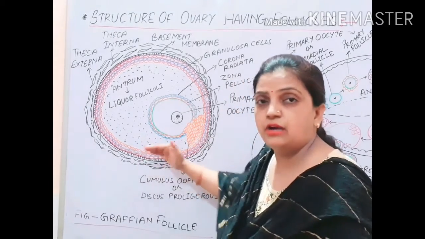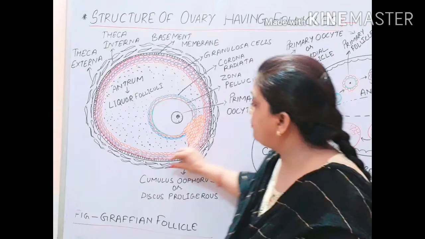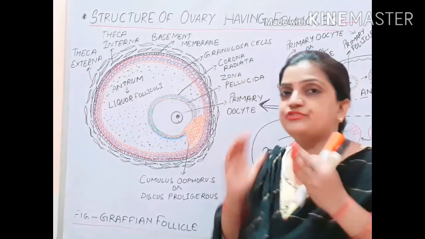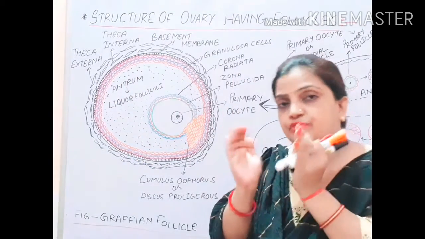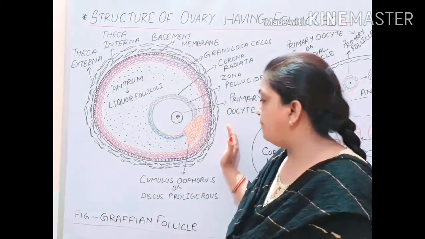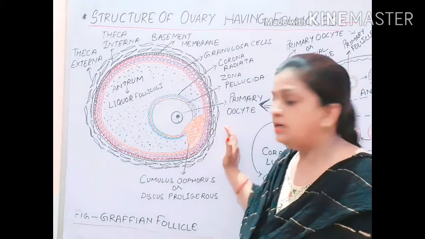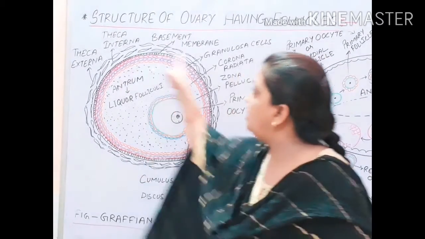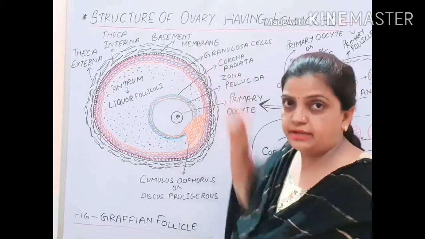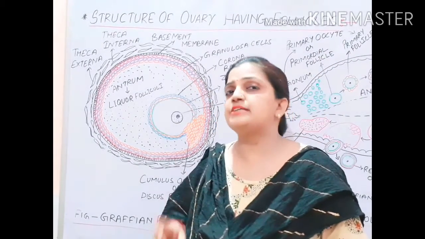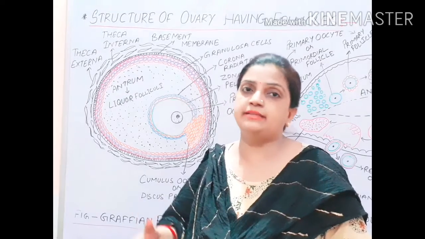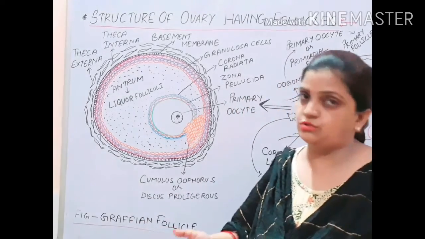outside the follicle, outside the Graafian follicle, they form another layer which forms the base of the complete Graafian follicle structure. And this base is called the basement membrane. And always remember that the basement membrane is also formed by the granulosa cells.